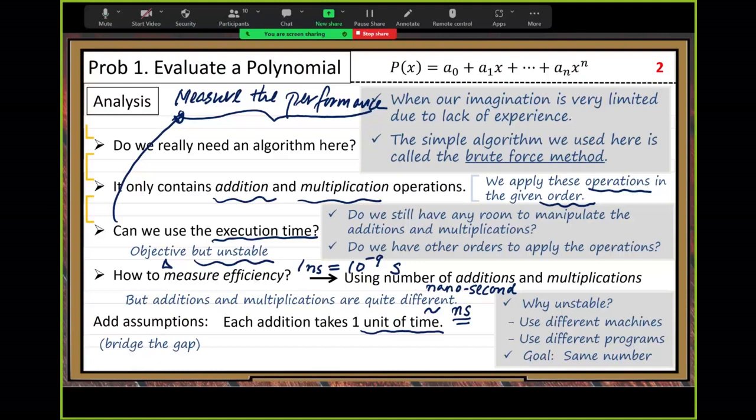So on a modern computer, in a CPU, doing one addition usually takes between 1 and 2 nanoseconds. All right. So then for the multiplication, it takes 10 units of time. Approximately, not exactly, but approximately 10 units of time.